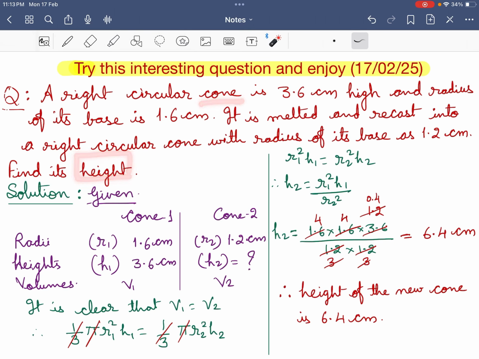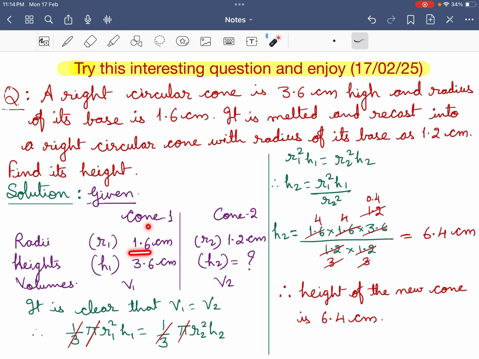Find its height. Now here, whenever we talk about height in the case of a cone, that means we are concerned with volume. This is the perpendicular height. When we are talking about this perpendicular height, it means we are considering volume, right everyone? Otherwise, for surface area, we consider the slant height. Okay, so here let us see whatever is given.